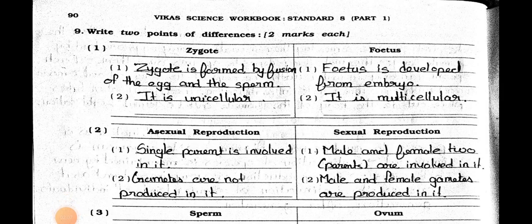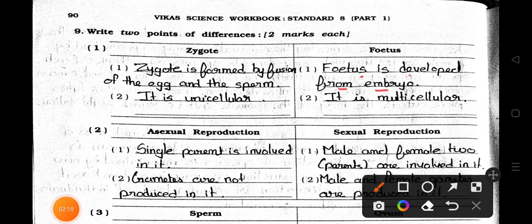Q9. Write 2 points of difference, 2 marks each. Difference between zygote and fetus. Number 1. Zygote is formed by fusion of the egg and sperm, and fetus is developed from the embryo. Point 2. Zygote is unicellular and fetus is multicellular.